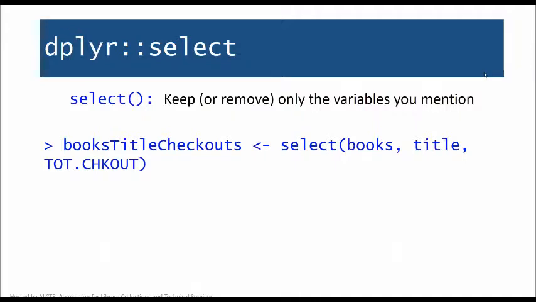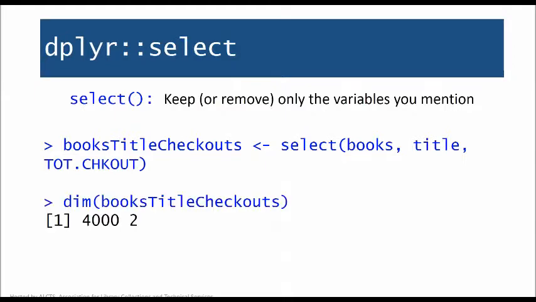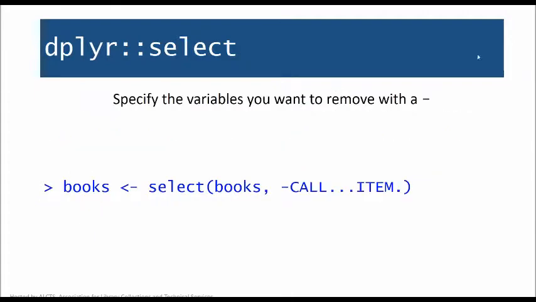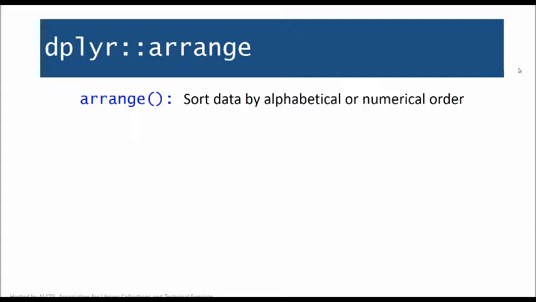All right, select will keep or remove only those variables that you mention. So this is a good way, if you have a bunch of junk columns that you don't need, to specify only the columns that you want. So you can say select from books, only the title and only the total checkout column. Then if I call dim on that new data set, you'll see I'll have 4,000 rows and 2 columns. You can also use select to remove only certain variables. So here I'm saying remove the call item variable.